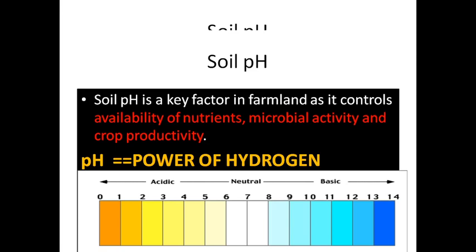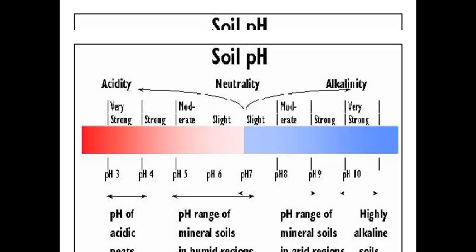Acidity and alkalinity are measured in pH units. It's a pH scale. It ranges from 0 to 14. So pH is normally identified by the power of hydrogen, or the potential hydrogen ion, or the active hydrogen ion. We are all familiar with hydrogen and the nature of hydrogen.